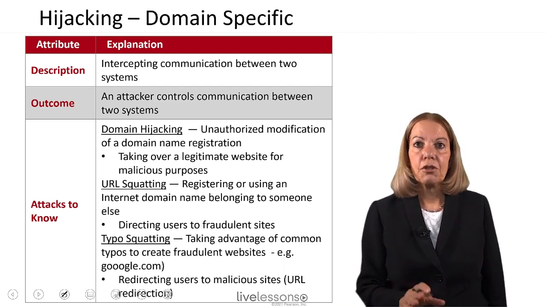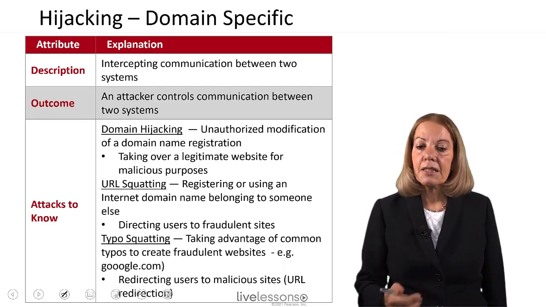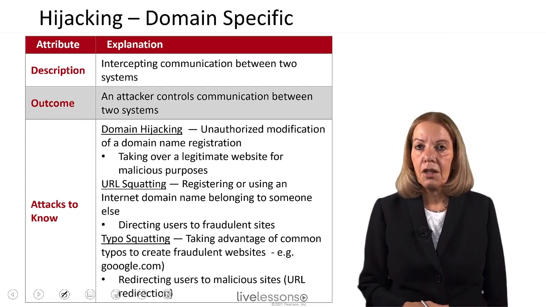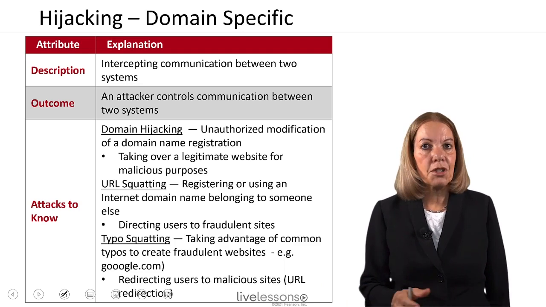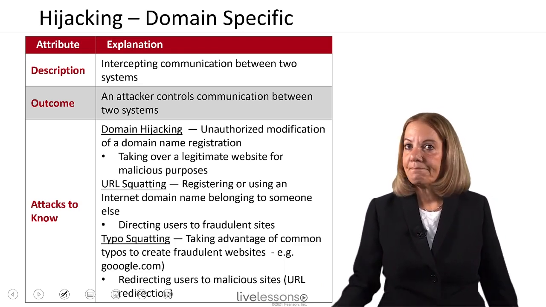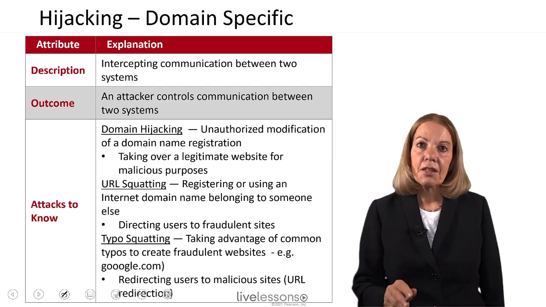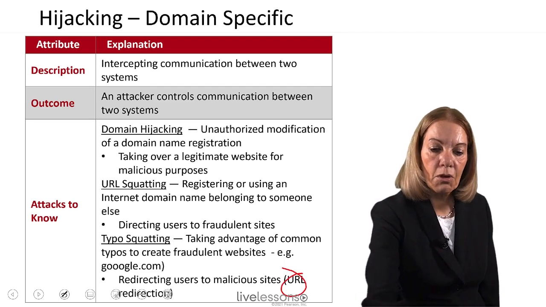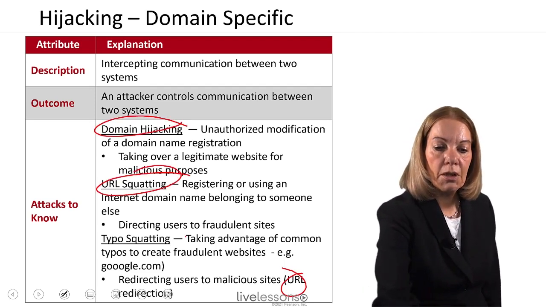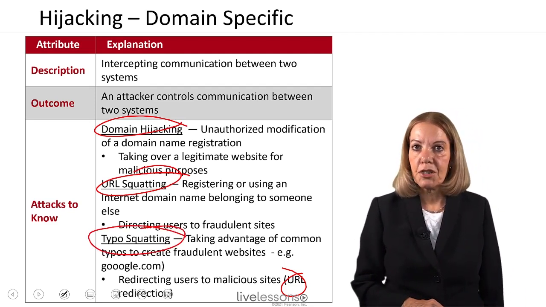The goal: to direct users to a fraudulent site that looks familiar. And typo squatting is taking advantage of typos to create fraudulent websites. We all go to google.com, Google. What if there's an extra O? Google. Could be a common typo, redirects to the fraudulent site. That's also referred to as URL redirection. So make sure you know domain hijacking, URL squatting, and typo squatting, also known as URL redirection.